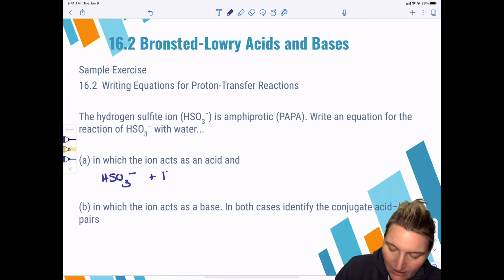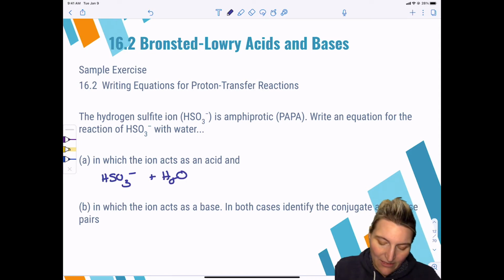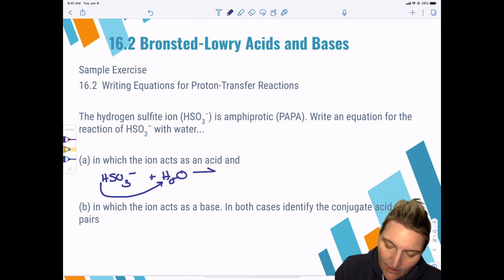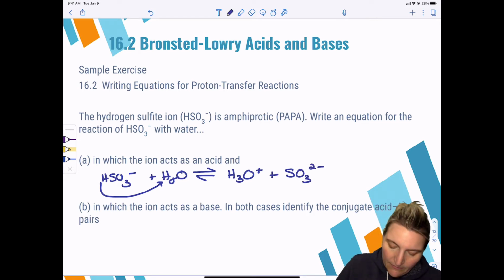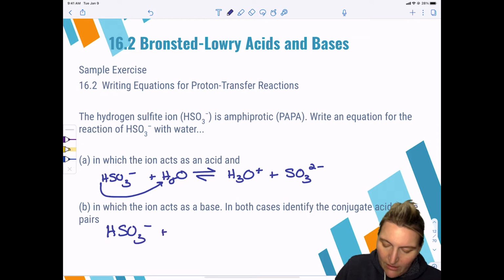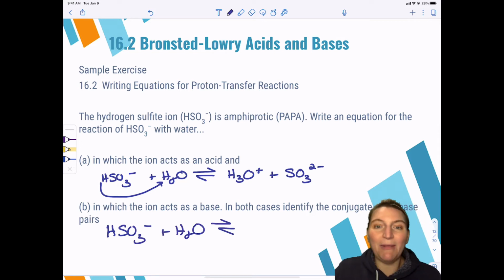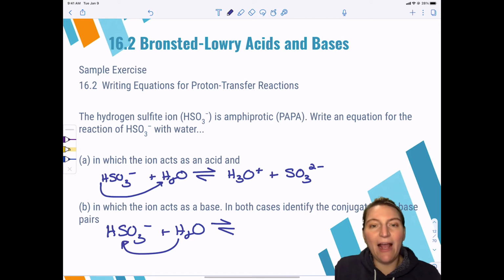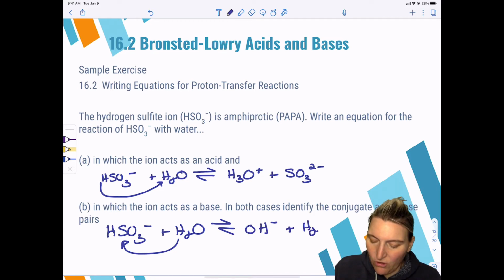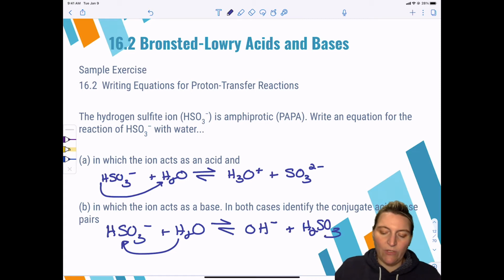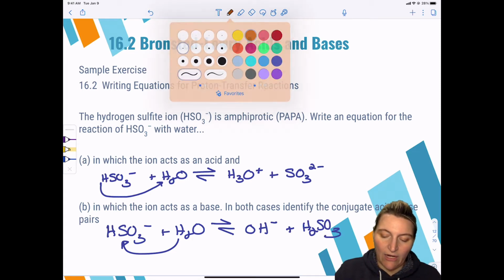So if I take HSO3 negative plus H2O, if it's acting as an acid, that means it's donating its proton. So it's weak, so we're going to put the equilibrium symbol in the middle. Of course, it will make H3O plus, and then what will be left is SO3 2 minus. Same thing, HSO3 negative plus H2O, but this time it's acting as the base. So it's going to take a hydrogen from water. So the water will be OH minus, what's left, and this will be H2SO3.